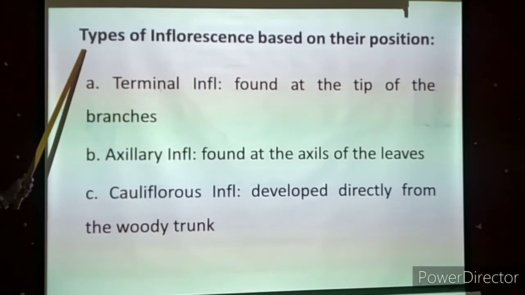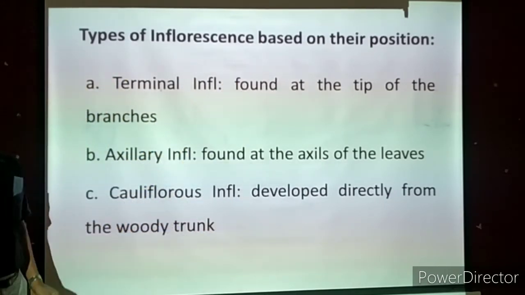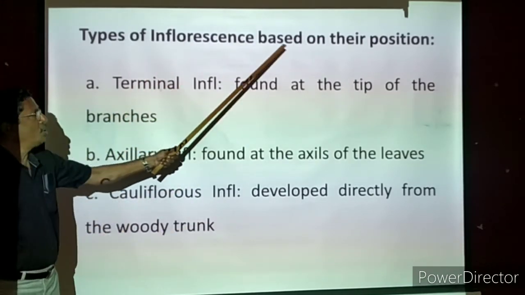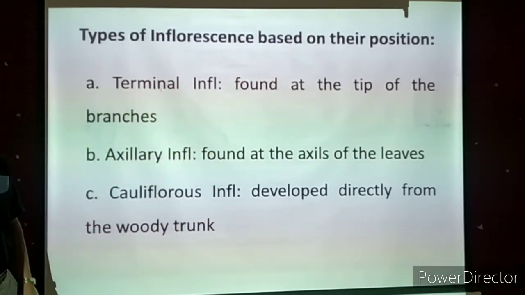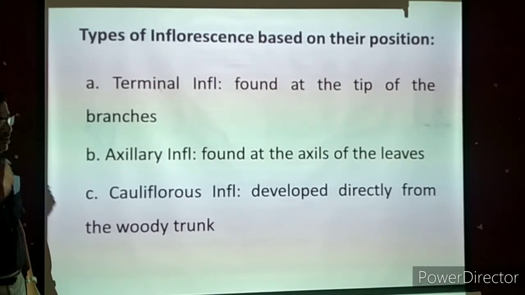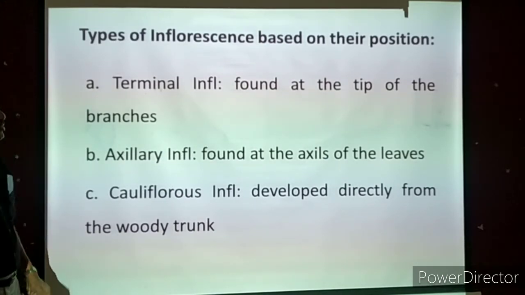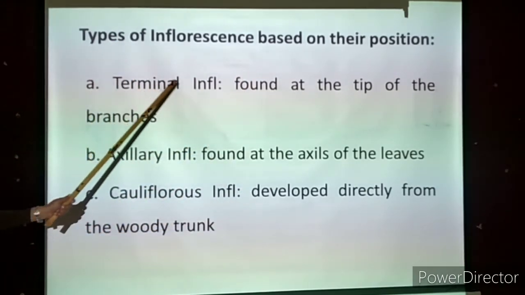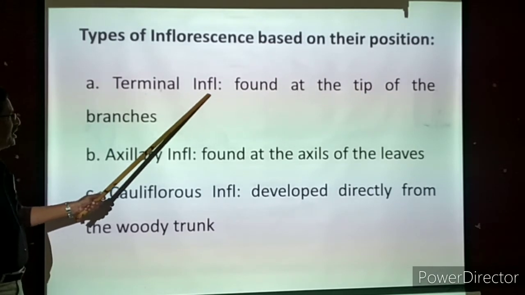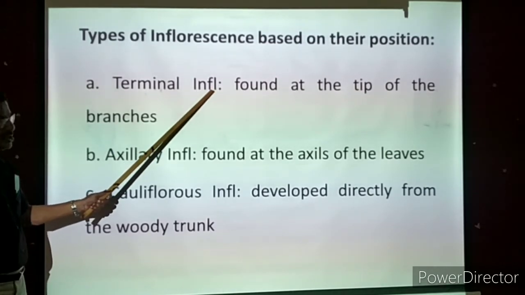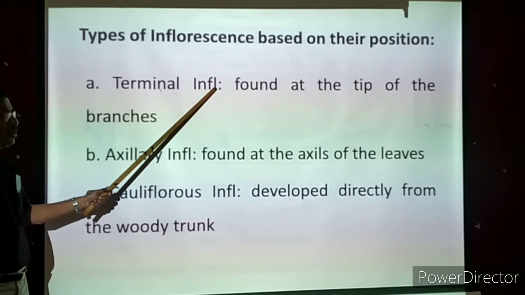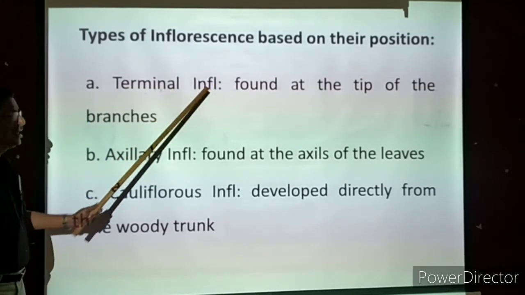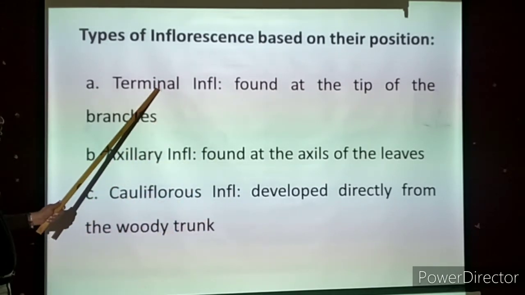Now we are coming to the types of inflorescence. There are different types of inflorescence, that means bunches of flowers, based on their position. Based on the position of the inflorescence in the plant, we have different types. First one, terminal inflorescence. I am writing here INFL, the abbreviation for inflorescence, a short form. But whenever you are writing, you write the full name, inflorescence. What is the meaning of terminal inflorescence?